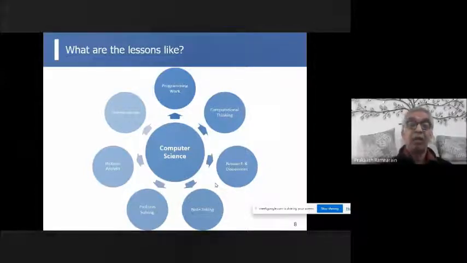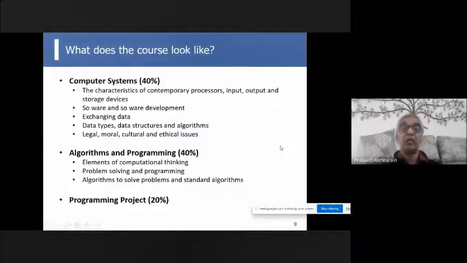So lessons, therefore, are twofold. They look at the theory and they look at the programming aspects. And no one particular lesson can evolve without the other, because both play a hand in understanding of the whole concept of computer science. What does the course look like?